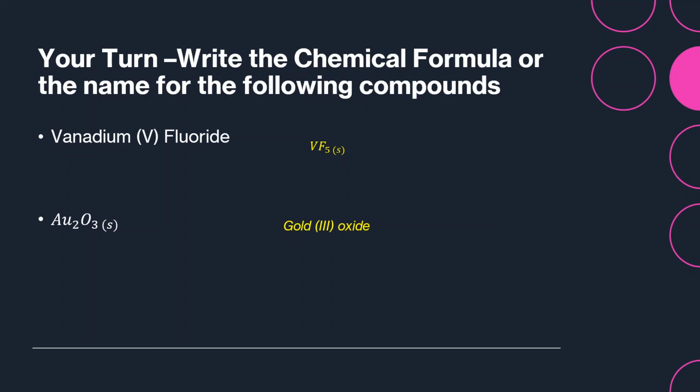So the solutions for these: vanadium(V) fluoride is going to be VF5, and it's a solid because ionic compounds are always solid unless they're in solution. And Au2O3: Au stands for gold, and because of the ratio of these two, we know that we have to have gold(III) oxide.